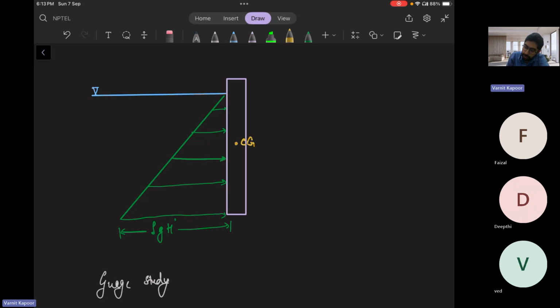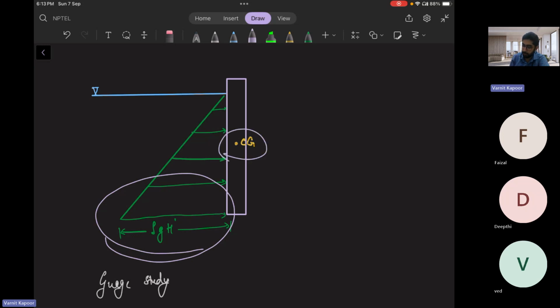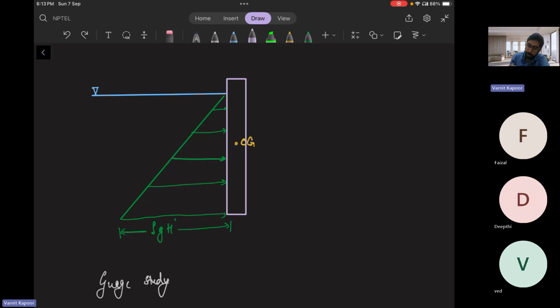Because if you observe here, just by physical essence also, more area of the hydrostatic pressure diagram is towards the downwards side. So it won't be towards the middle of this gate, it will be just below. And we need to find out where it is acting and what the value of the pressure force is.